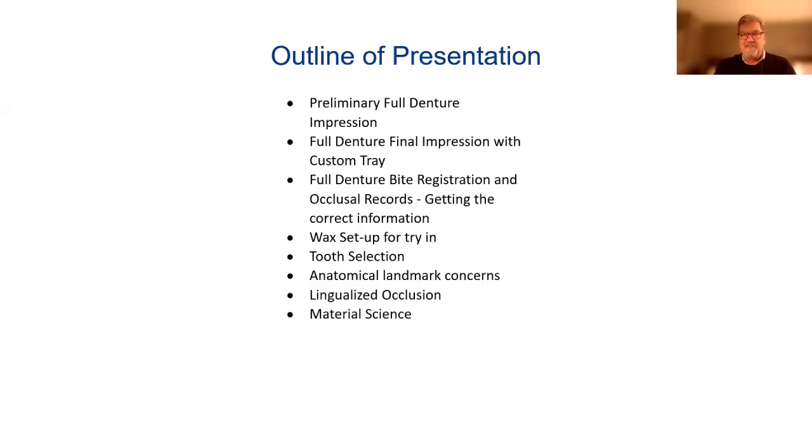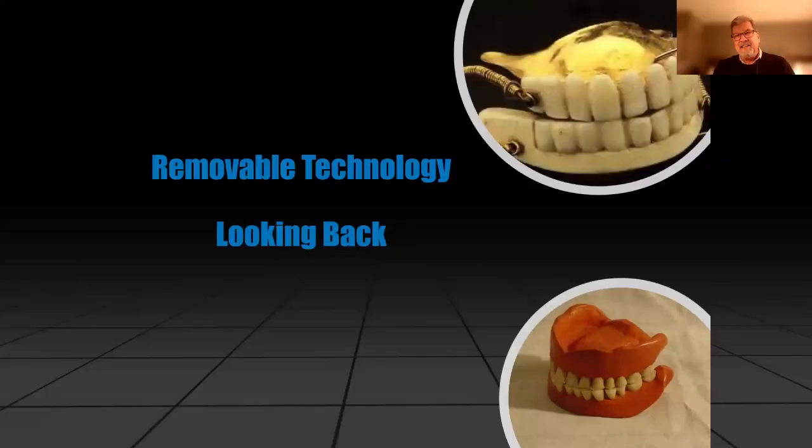We have a lot of stuff to cover here tonight, and I like to start at the beginning. With removable technology, looking back, look at the top right picture with the George Washington dentures, and on the bottom, these are old rubberized vulcanite dentures. I saw these once in a while when I first came into the industry, and when we had to do repairs on these, it was a mess. It really stunk. The material was horrible, but the fit was great. We've come a long way since that time.